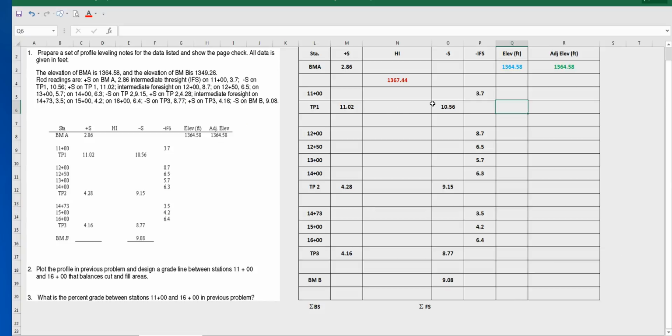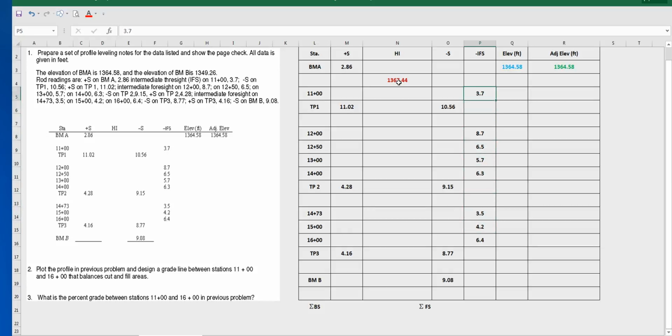So what we have is we've got this information set up in an Excel sheet. I want to show you the first thing that we're going to do. The first thing is we're going to calculate our instrument height. Remember, elevation plus backsight gives us HI. So I'm going to write 1364.58 plus 2.86. That's going to give us an elevation of 1367.44. Now, we don't do anything with the intermediate foresights just yet.